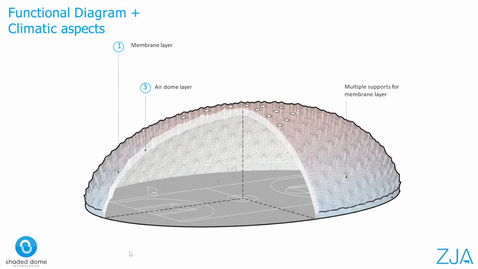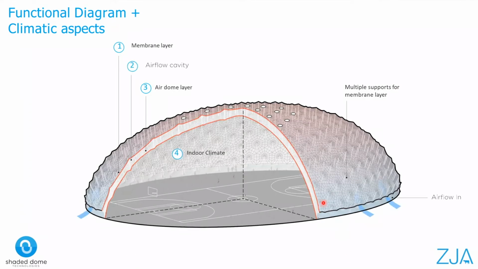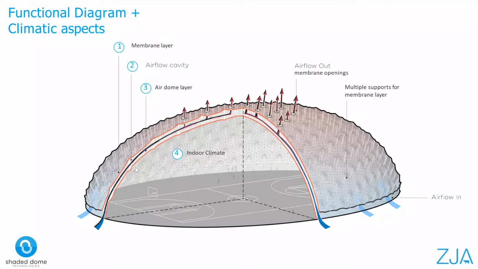As a result, the warm air rises to the top of the cavity, where we have these openings present, releasing the warm air out. Due to the chimney effect, the cooler air is automatically drawn into the cavity from the ground level, thus creating this continuous flow within the cavity.